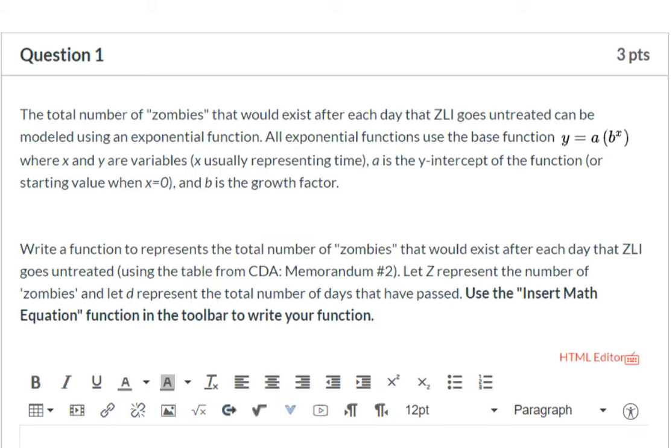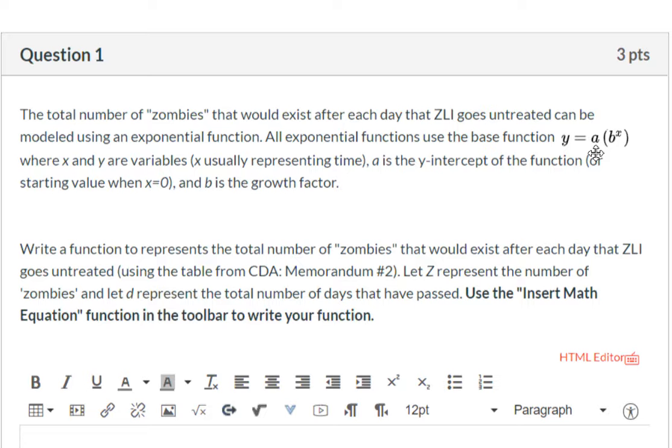On worst case scenario, the first question wants us to write a function that would tell us how many patients would have the ZLI virus at each day if there was no treatment. This is worst case scenario with no treatment at all. So the basic form of an exponential function is y equals a times b to the x. A and b are values that we'll fill in, and then the x and y are variables.